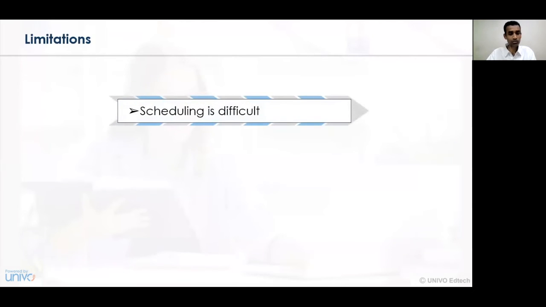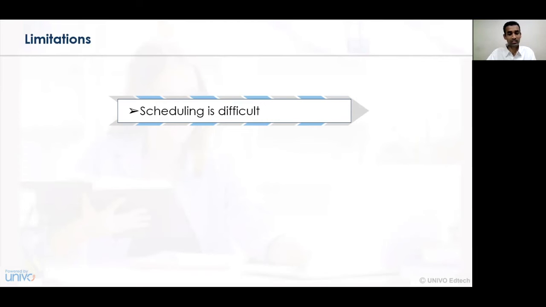Now let's understand the various limitations with respect to the job shop. The first limitation is that scheduling is most difficult. While scheduling a particular activity, it is very difficult to identify which activity is to be prioritized first and which activity is to be prioritized at a later stage. Hence, there is a limitation with respect to how the activity needs to be completed and complied with within a specified time period.